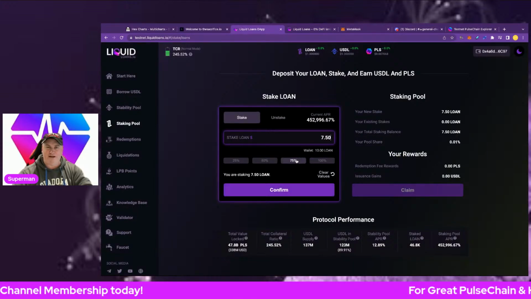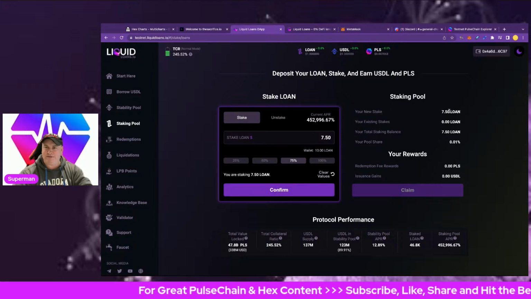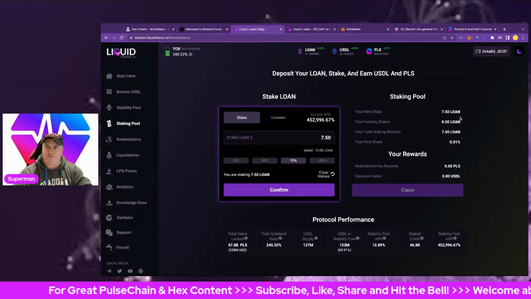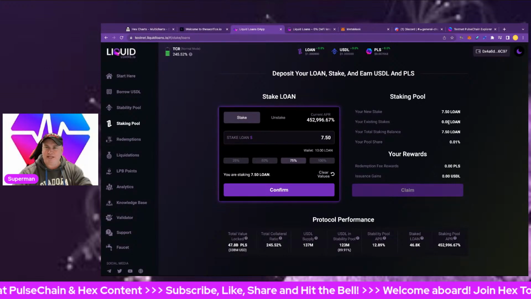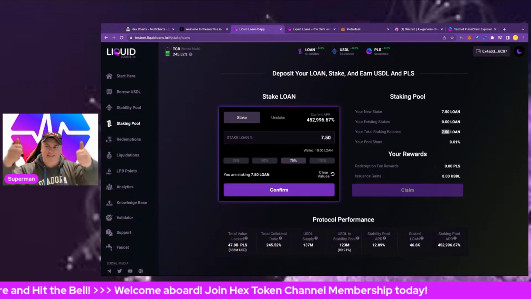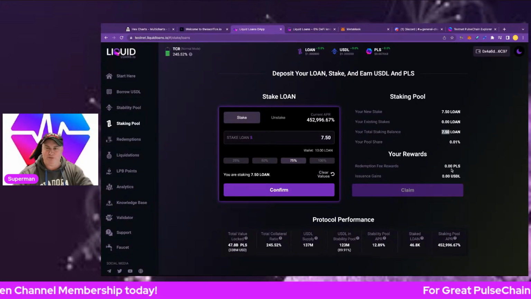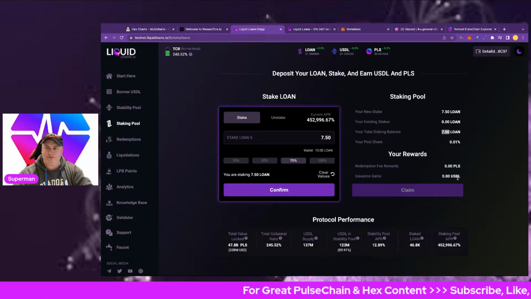Let's put 7.5 in the loan token staking there. You can see the new stake there, 7.5 loan tokens. This is the native token of Liquid Loans. Your existing stake 0. Your total stake balance 7.5. Your share of the pool 0.01. Yes, we made it into the decimals that you can actually see on the UI there. Redemption fee rewards 0.00 PLS there. Issuance gains 0.00 USDL there.